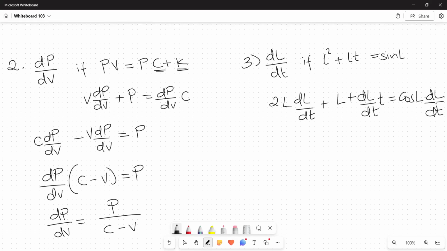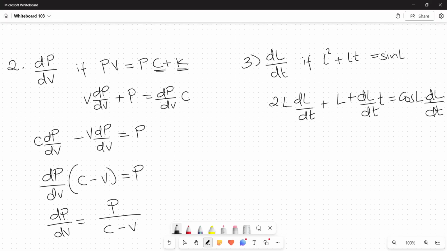So try not to get confused with the use of different letters. You should be able to differentiate even if we are not using x and y. The concept is the same. Okay, so we continue.